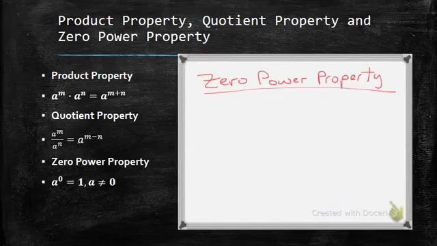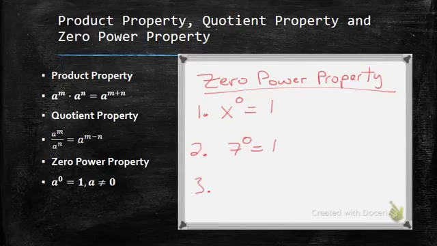So for the zero power property, let's look at a couple of examples. Zero property tells you that as long as your base is not 0, when you raise a base to the power of 0, it becomes 1. So pretty simple. It's x to 0, it's going to be 1. Got a 7 to the 0 power, it's going to equal 1.